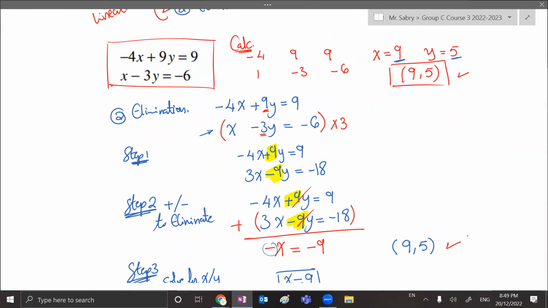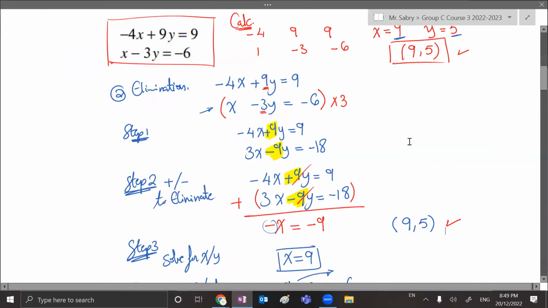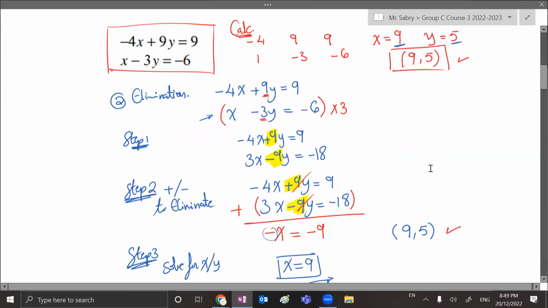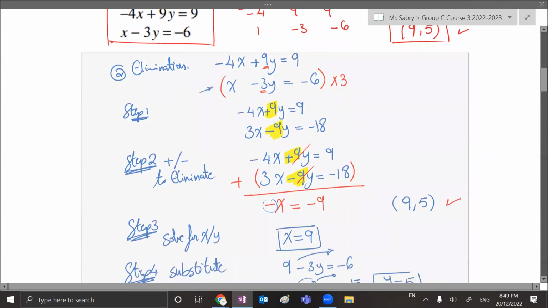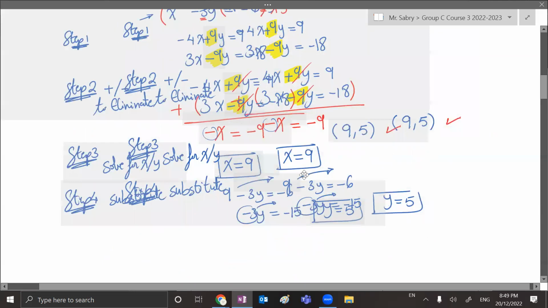Okay, thank you. So we did this as the elimination method. Now what about the substitution method, which is a very important one as well, because as I said it works on not just linear, it works on linear and quadratic, so that's a good thing, that's something we like.